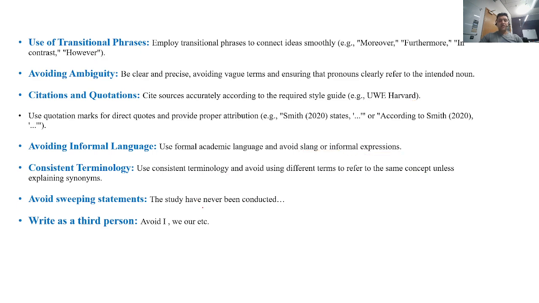Then, when you're writing, avoid sweeping statements, because sometimes we say this kind of study has never been conducted. Nobody has ever done it. So avoid that. Don't use that, because as human beings, we cannot have all the knowledge in the world. So, yes, maybe according to our knowledge, it has not been conducted. But then again, we need to avoid these sweeping statements. And then when you're writing, write in the third person. Avoid writing I, we, or our.